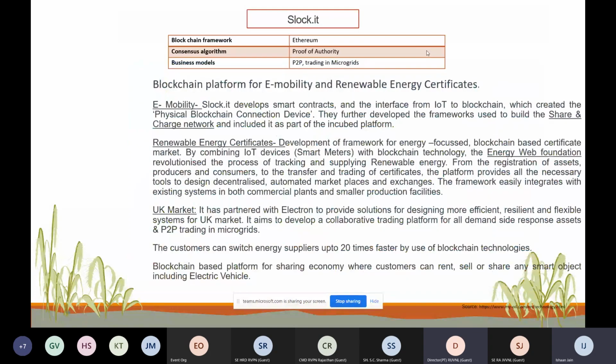Second one is Slockit. Slockit is also a blockchain framework. The consensus algorithm is proof of authority. Business models, definitely P2P trading in microgrids. So this will be helpful in getting the electric vehicles connected to this share and charge network.